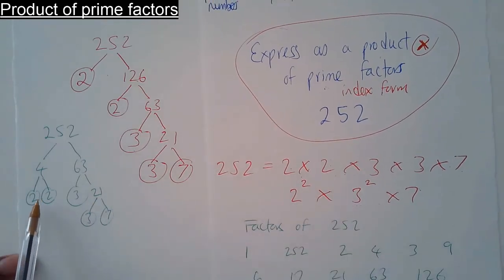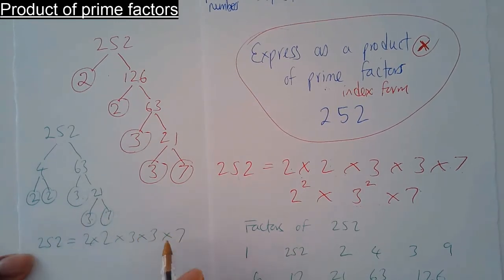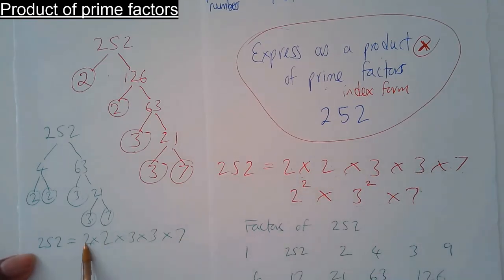So what numbers do we have here? So 252 is equal to 2 times 2 times 3 times 3 times 7. If you compare this with this over here, look, it's exactly the same.